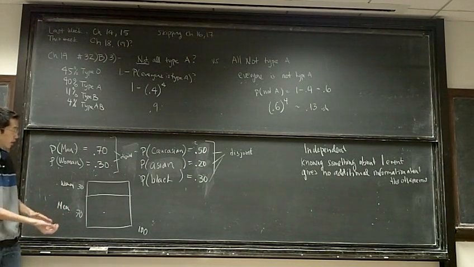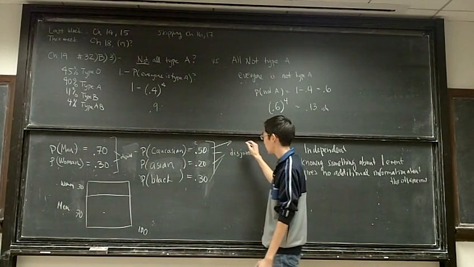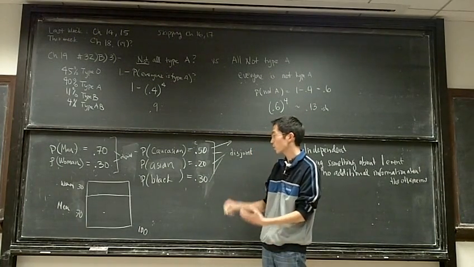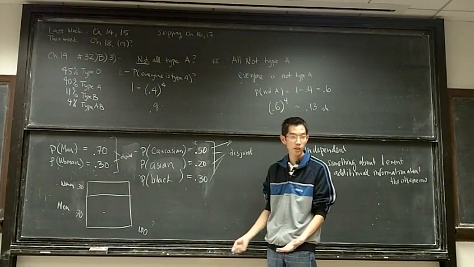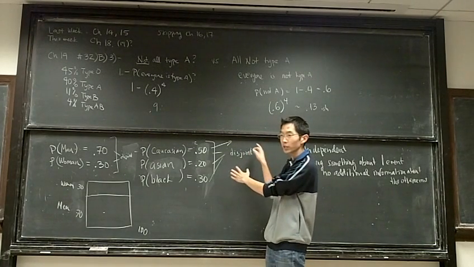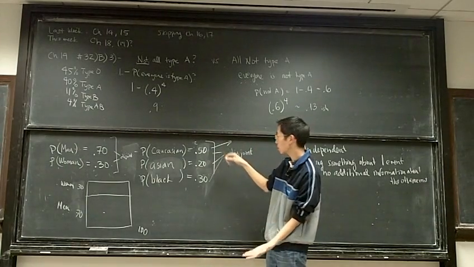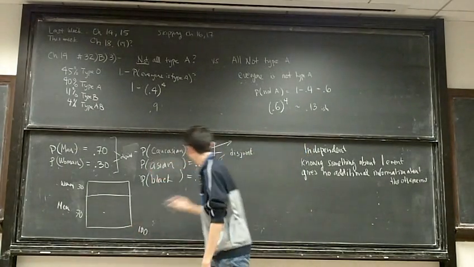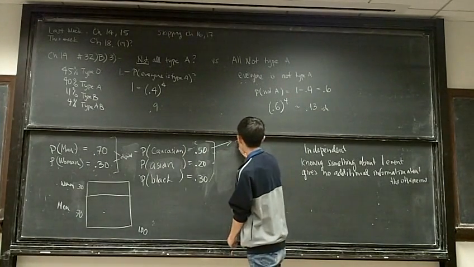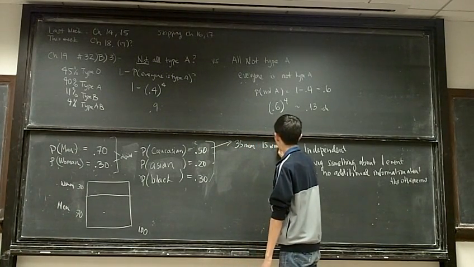And that 50 could be broken out into 25 men and 25 women. It could be 35 men and 15 women. There could be a bunch of different ways to make up the 50% Caucasian. So let's say this is 35 men and 15 women.